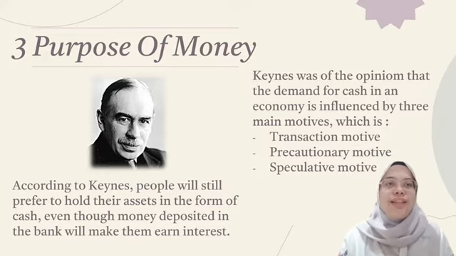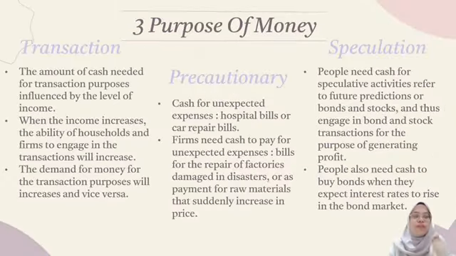Keynes was of the opinion that the demand for cash in an economy is influenced by three main motives, which are: 1. Transaction motive, 2. Precautionary motive, and the last one, speculative motive. The first purpose of money is transaction motive. The amount of cash needed for transaction purpose is influenced by the level of income. When the income increases, the ability of household and firm to engage in the transaction will increase. The demand for money for transaction purpose will increase and vice versa.